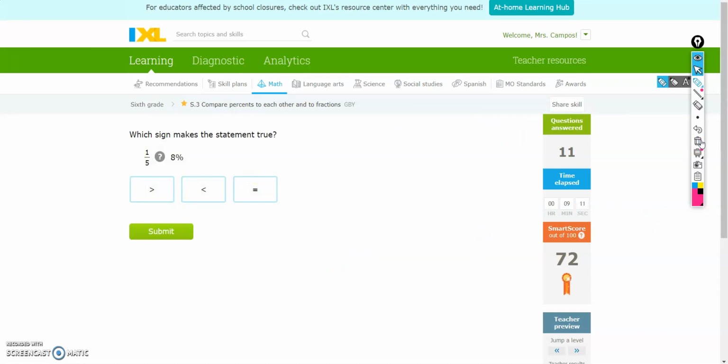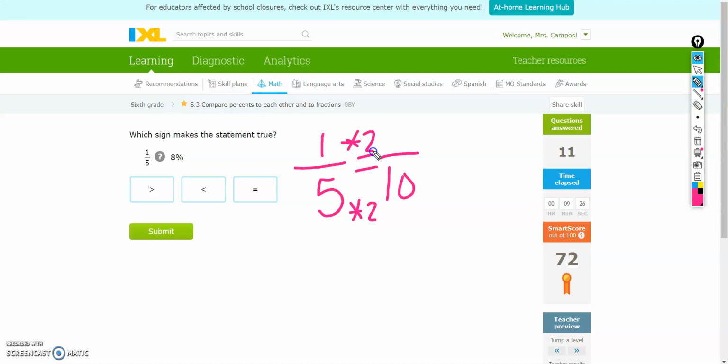Okay, now we have 1/5. Some of these fractions you'll get used to and you'll start memorizing their percentages. 1/5, I multiply by 2, so I multiply by 2 on the top. 2/10, I'm going to add that 0. 20 is greater than 8.